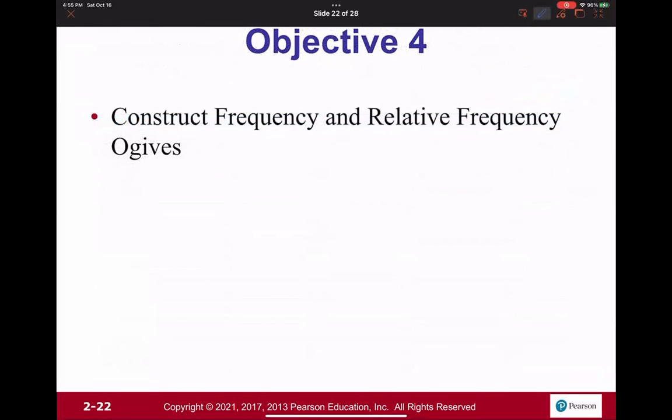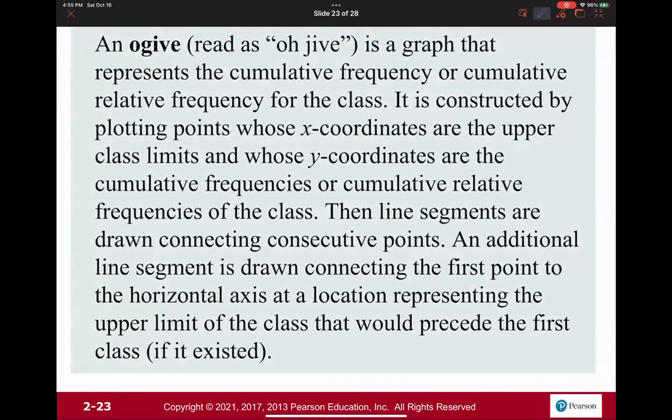And now constructing the frequency and relative frequency ogives. An ogive is a graph that represents the cumulative frequency or cumulative relative frequency for the class. It is constructed by plotting points whose x coordinates are the upper class limits and whose y coordinates are the cumulative relative frequencies or cumulative frequencies of the class. Then line segments are drawn connecting the consecutive points. In addition, a line segment is drawn connecting the first point to the horizontal axis.